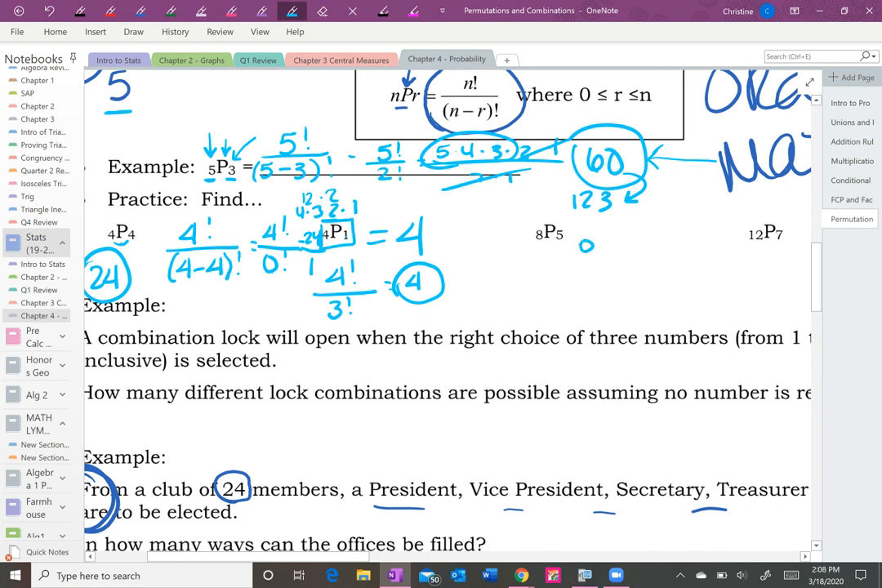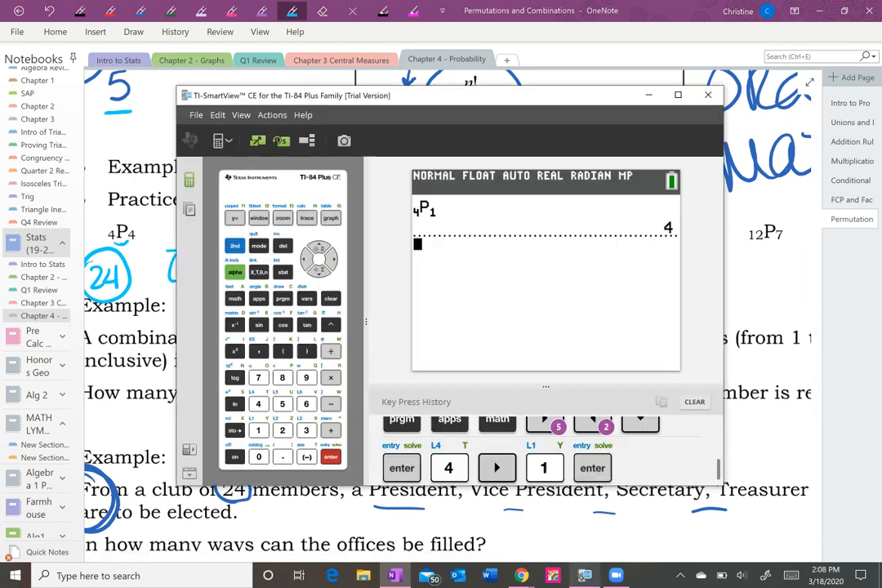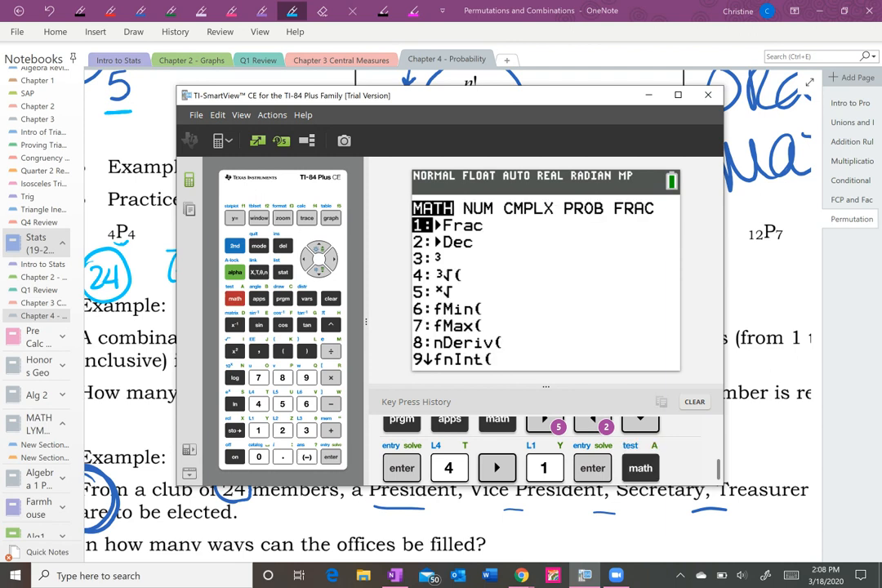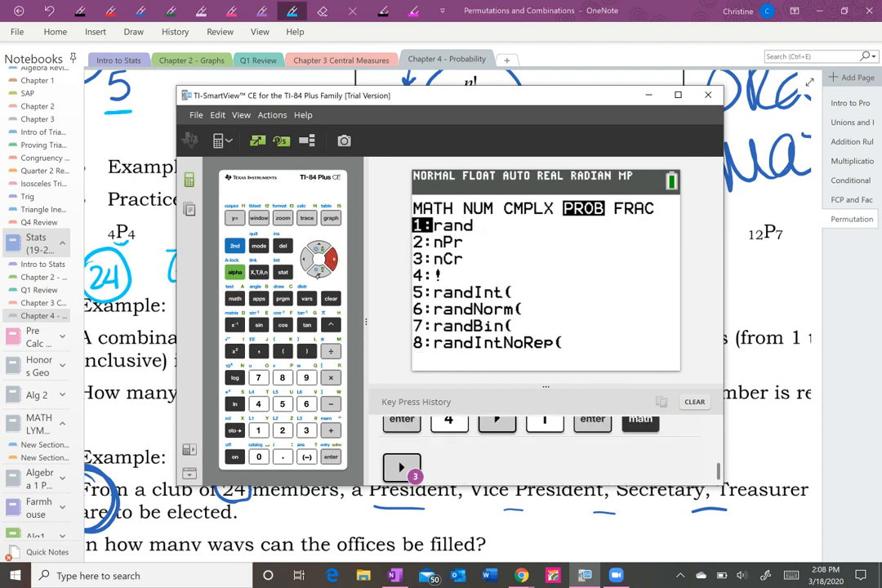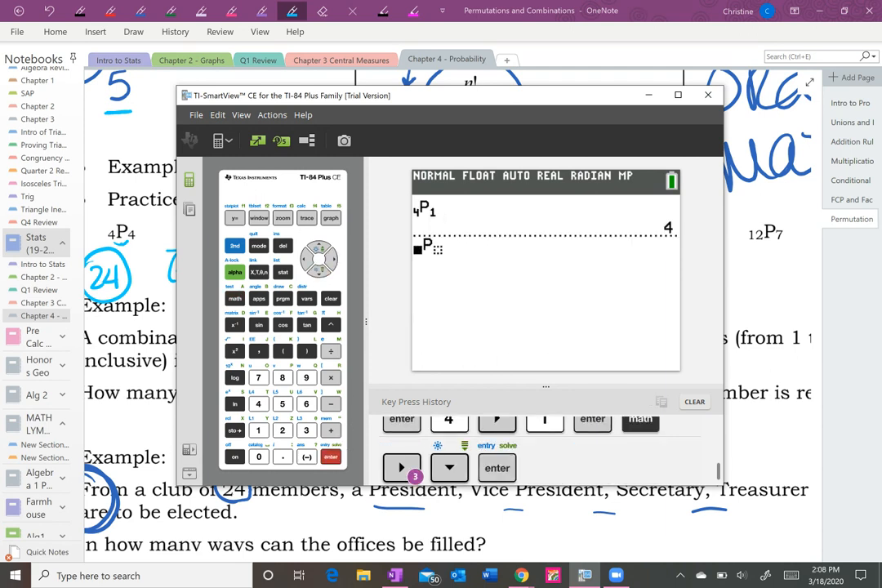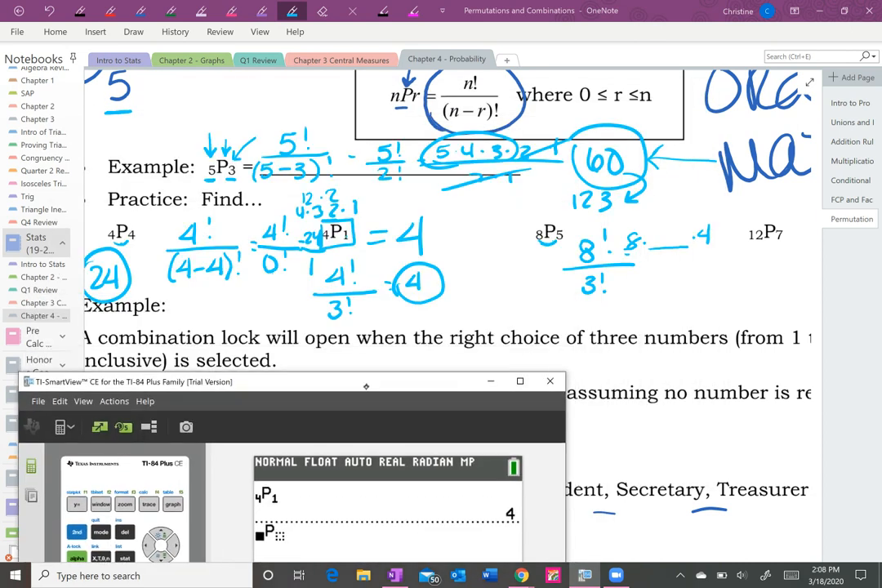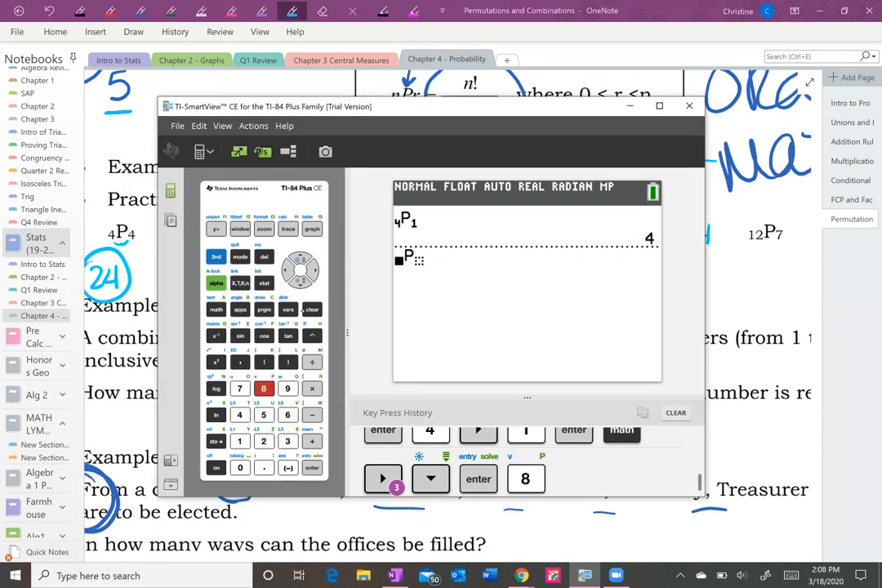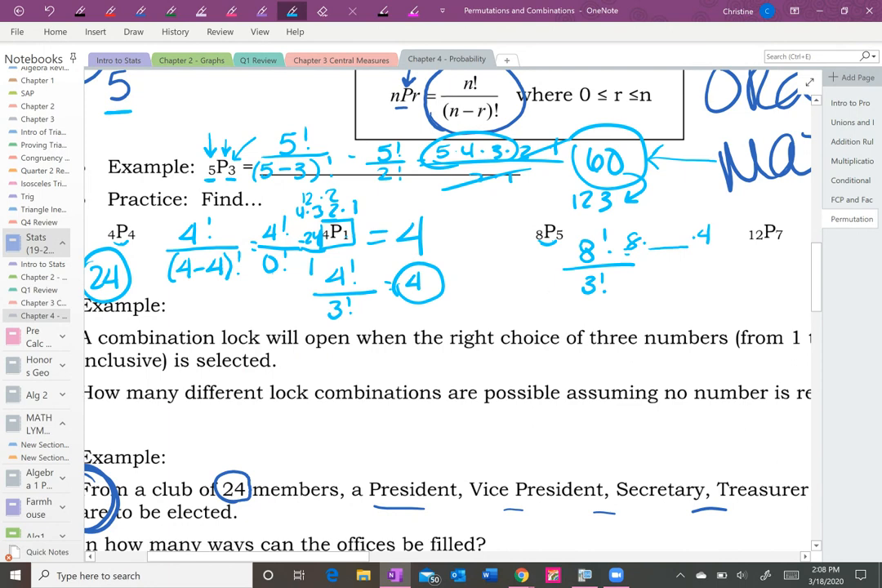This one's going to be 8 factorial over 8 minus 5, which is 3 factorial. So again, if you don't have a calculator, you have to do it by hand. You do 8 times all of the numbers all the way down to 4, or using your calculator, math, 2, 8, 5. So you do 8, scroll over, and then 5. So 6,720.